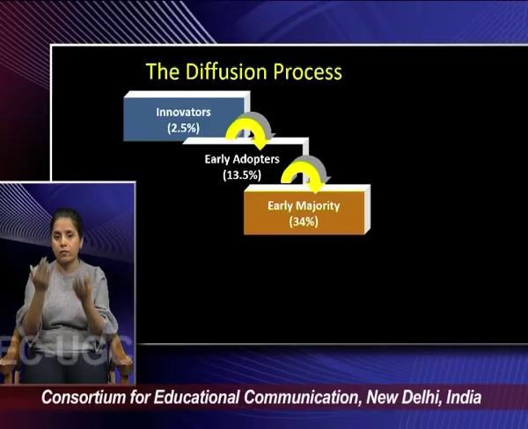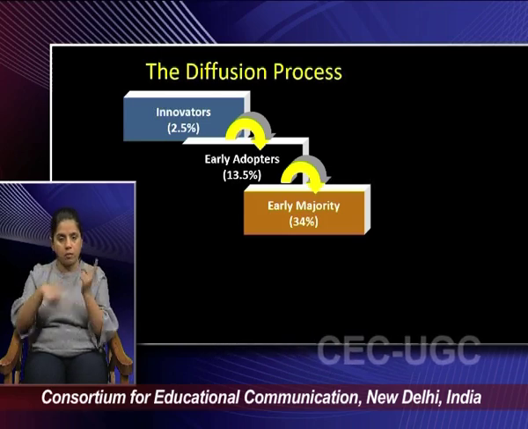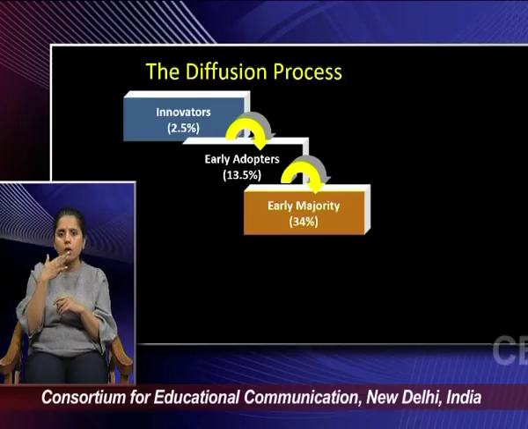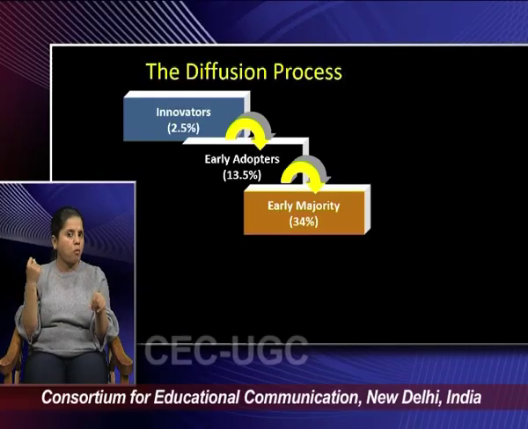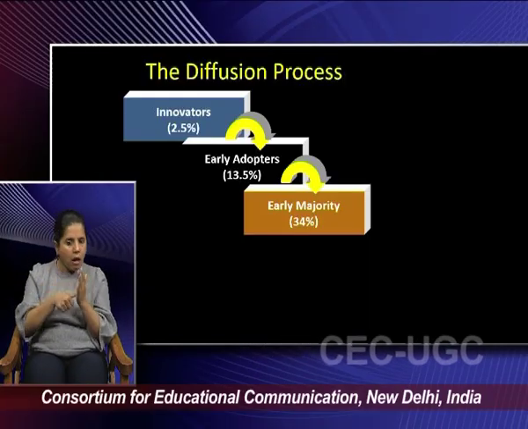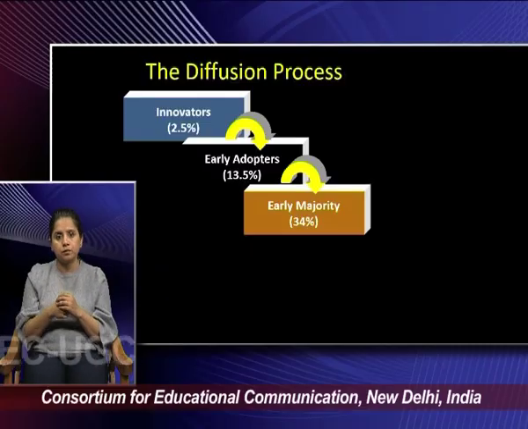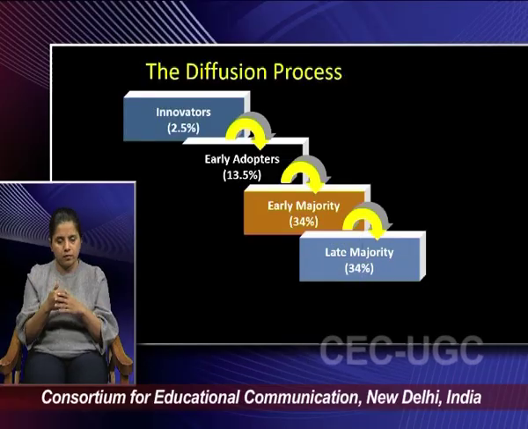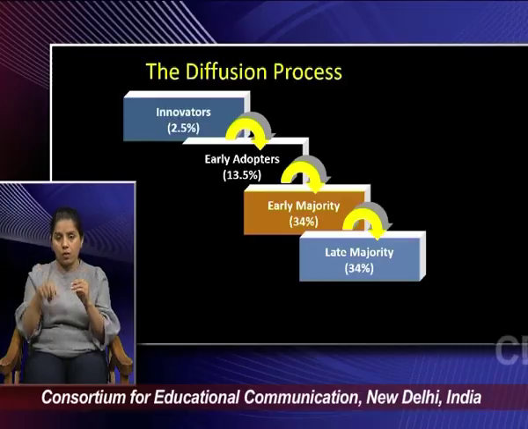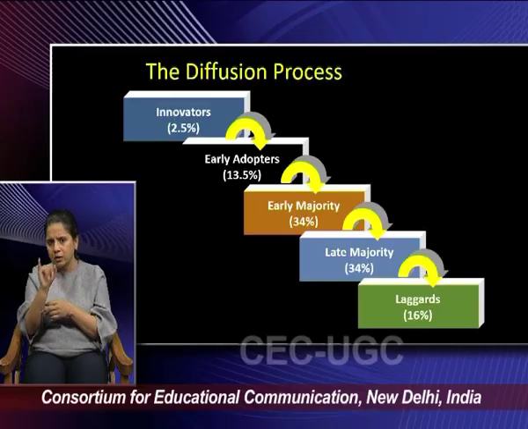Then comes the stage of early majority, which represents 34% of the total population, and they are basically a step below the early adopters. They are not as techno friendly or liberal in terms of adopting innovation as early adopters are. Then comes late majority, which is after early majority. It is also 34%, and the remaining 16% are laggards, and they are not ready to accept the innovation.